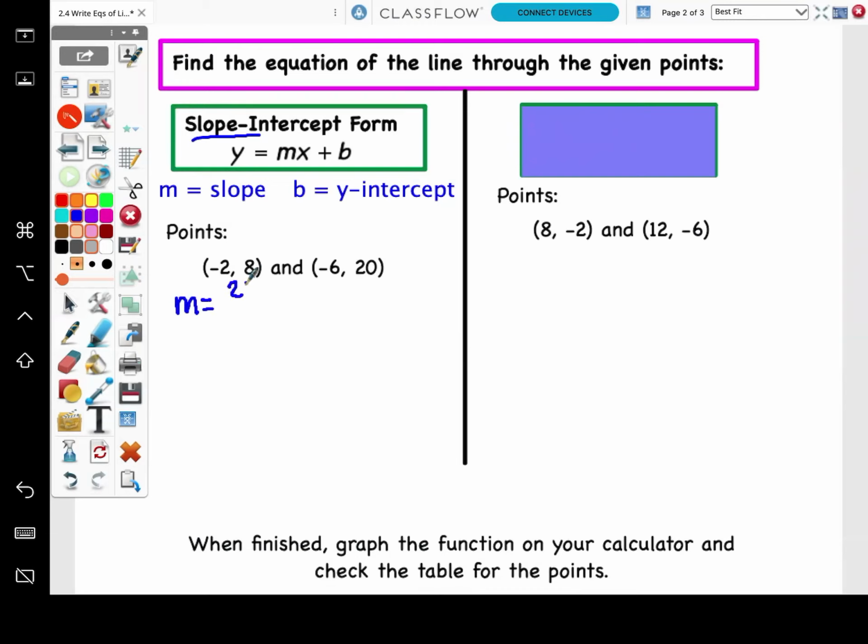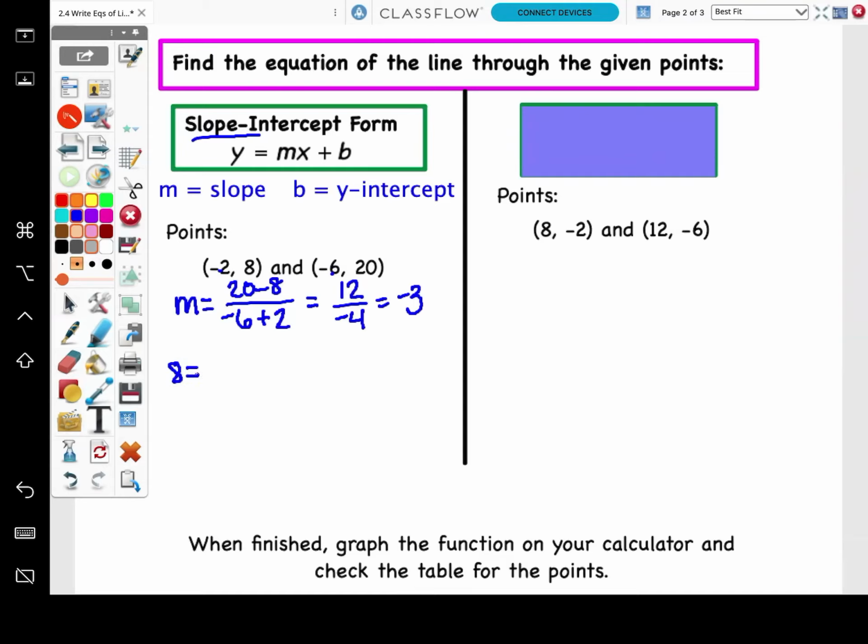Let's find slope. So 20 minus 8 over negative 6 minus negative 2, so plus 2. So 20 minus 8 is 12. Negative 6 plus 2 is negative 4. So I get a slope of negative 3. And then a y-intercept. Again, none of these x-coordinates were 0, so we'll have to calculate our y-intercept. Pick a point. Pick your favorite point. Doesn't really matter. I'll choose the (negative 2, 8).